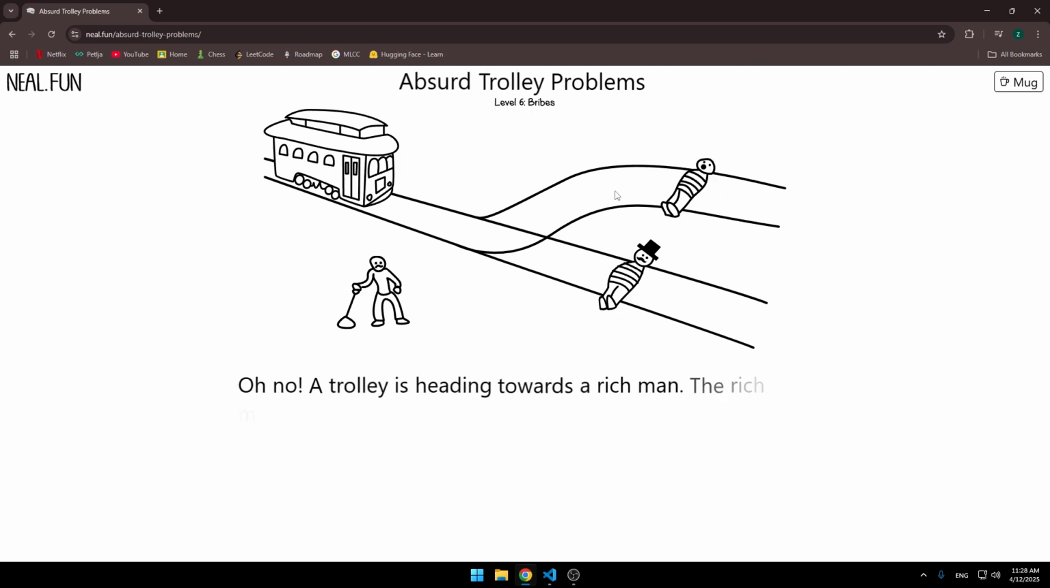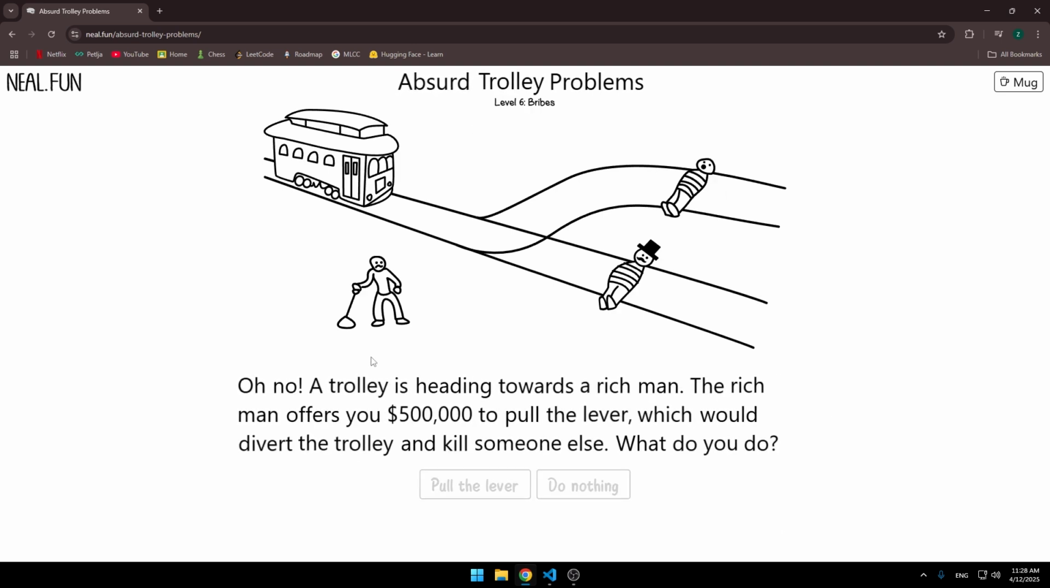Let's go next one. Absurd Trolley Problems. Oh no, a trolley is heading towards a rich man. The rich man offers you 500,000 to pull the lever, which would divert the trolley and kill somebody else. What do you do? Okay, this is a good one. I actually wonder what it's going to do. Honestly, I'll take the money. Like, one person dies anyways, but let's see what the AI thinks of this.